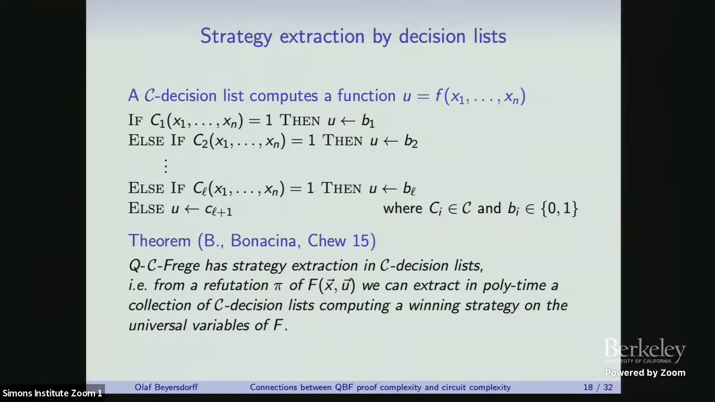And what you can show is that our Frege systems have strategy extraction in precisely this model, in C decision lists. And this means that from a refutation pi of a formula, so let's say x are the existential variables of the formula, u are the universal variables, we can extract in polynomial time a collection of C decision lists computing a winning strategy on the universal variables. So for each universal variable, you get a decision list that computes exactly the value of the counter strategy, depending on the inputs x, which the existential player sets.